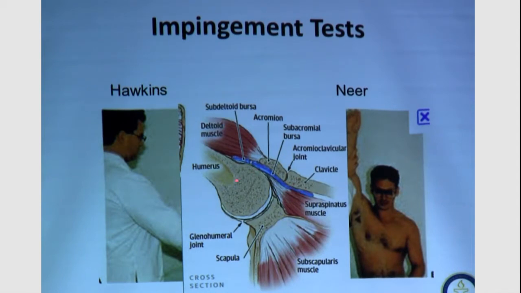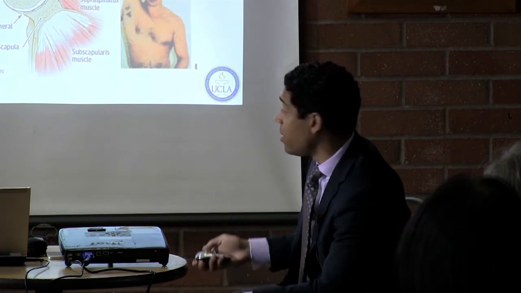So this is the ball, here's the socket, and this is the acromion bone, or the roof. And when you lift your arm overhead, it gets impinged between the two, which can cause gradual tendinitis, which could possibly lead to tears with repetitive overuse activity.